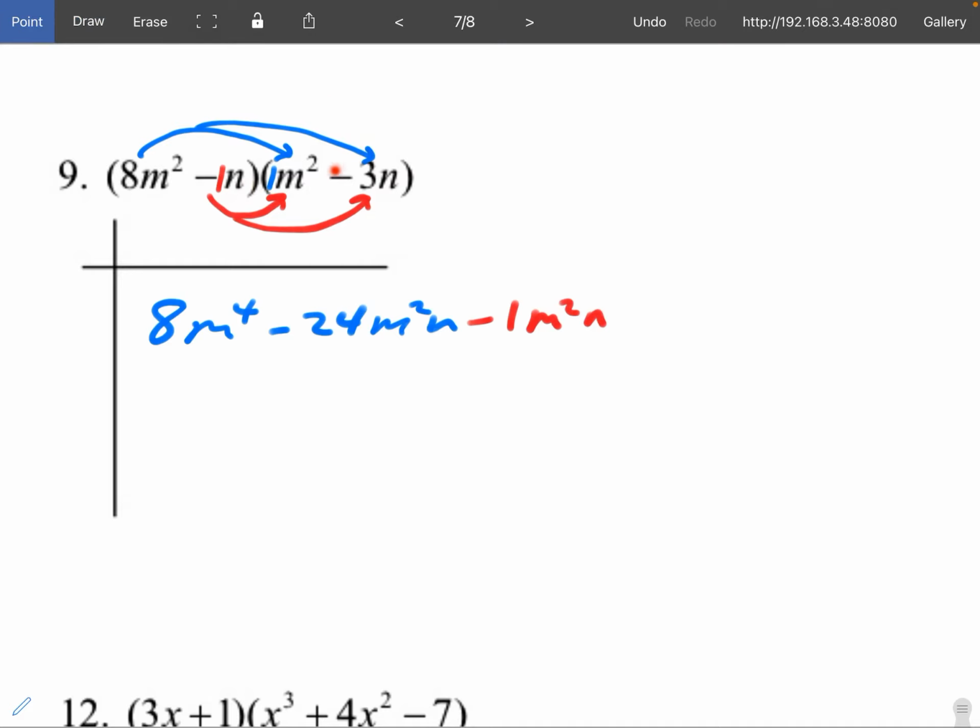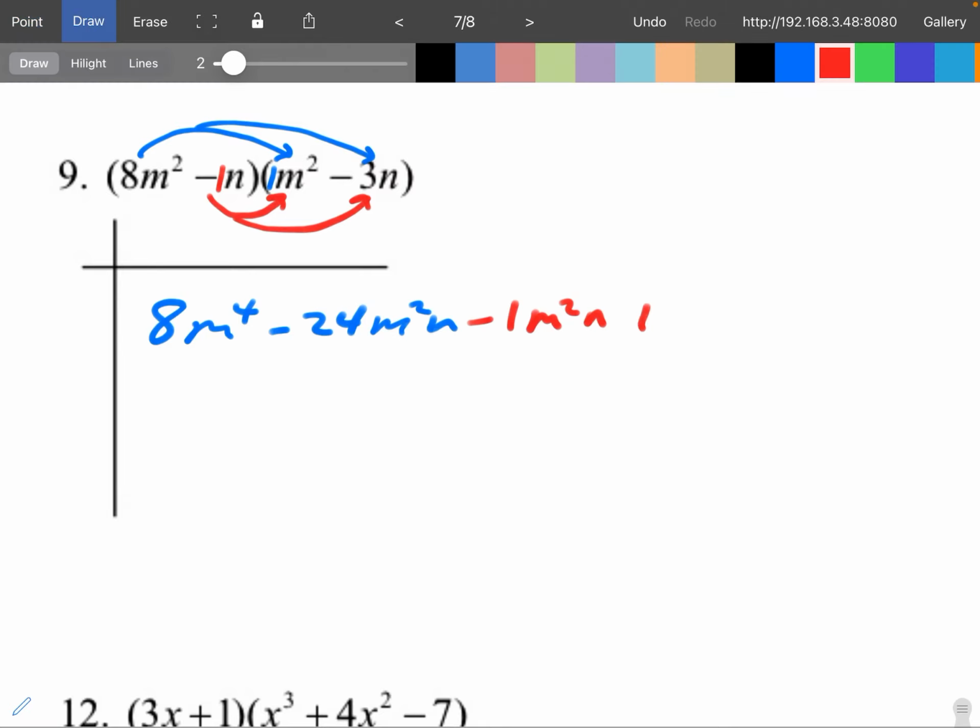And then finally, the last part, we got to do negative 1n times a negative 3n. So what's negative 1 times negative 3? Yep, it's a positive 3, so we write plus 3. And then we've got an n times an n. Good. Yeah, it's n to the first times n to the first. So it's n squared.